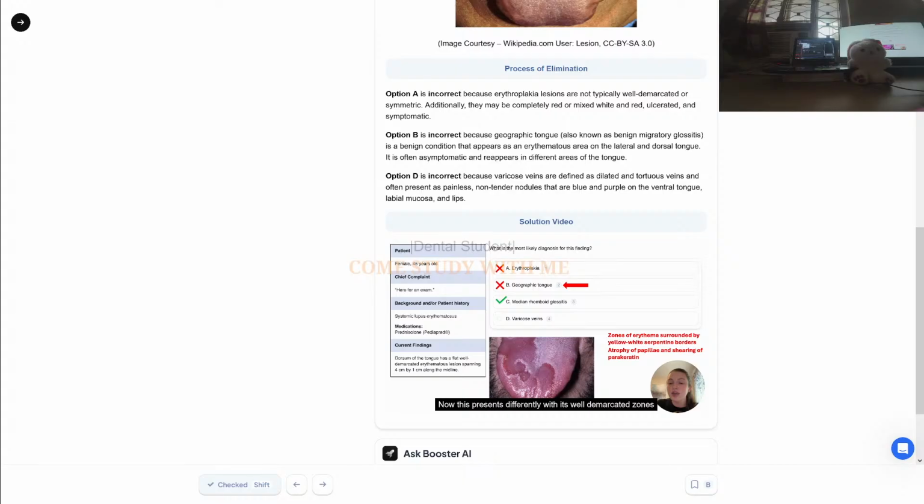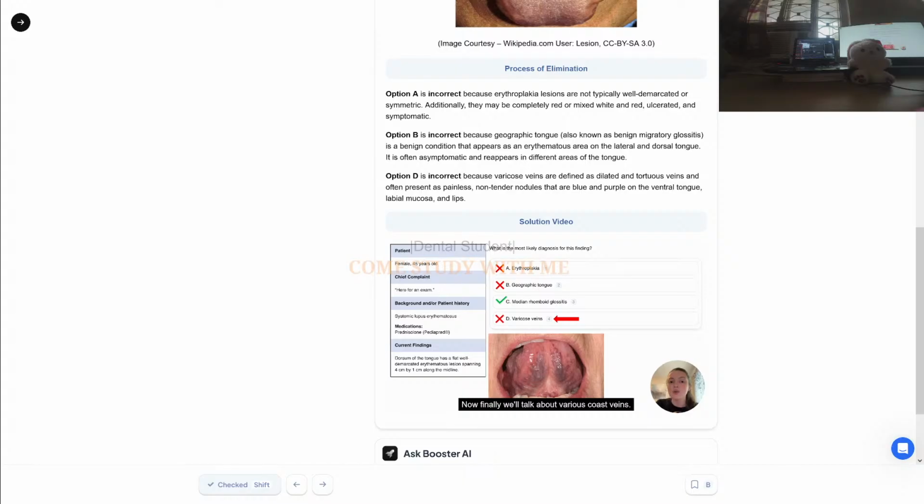Now, this presents differently with its well-demarcated zones and these serpentine borders, but that's what we see in geographic tongue, and it's also not limited to the mid-posterior midline of the dorsal tongue like median rhomboid glossitis is. It can be found anywhere on the tongue and even ectopically on other mucosal sites like we said.